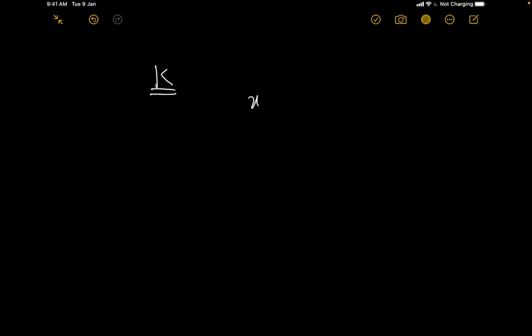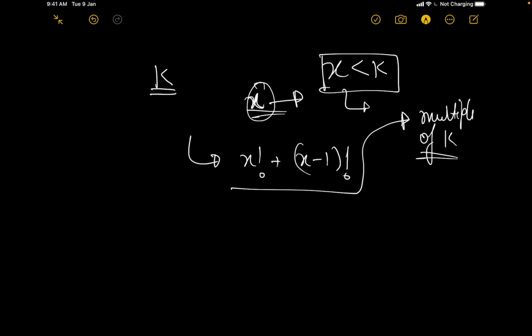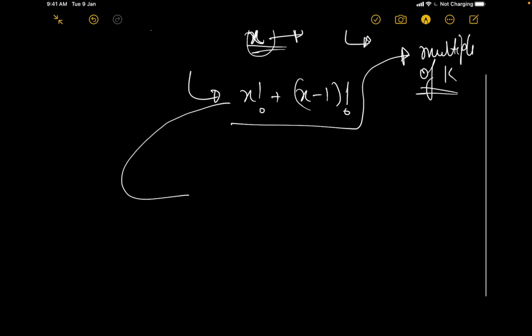So they'll be giving us an integer k, and we have to give them an answer x such that x factorial plus x minus 1 factorial is a multiple of k. And if more than one answer exists, then we have to give the biggest value of x. Over here x is also strictly less than k, so this is something crucial that you need to remember.